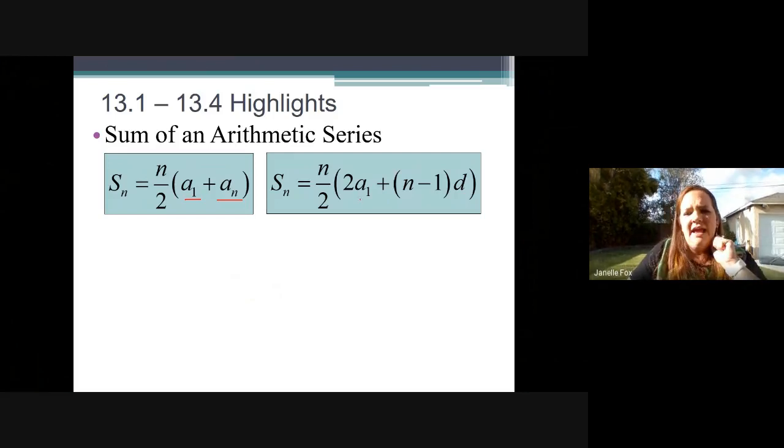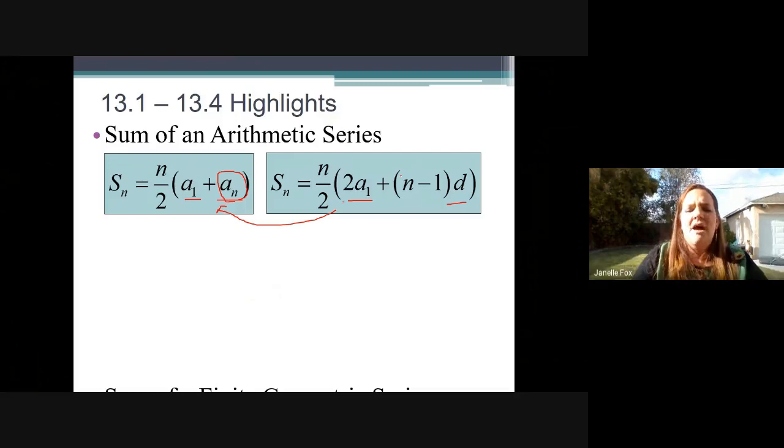Instead, what you can do is just find your common difference right here and then use double times the first term. This is actually the exact same formula as this one. They just put in the a sub n formula into this guy and cleaned it up a little bit. So either one of these will give you the sum of an arithmetic series.